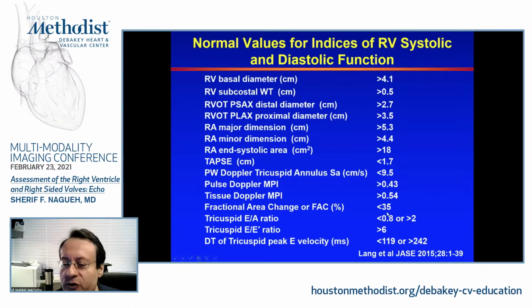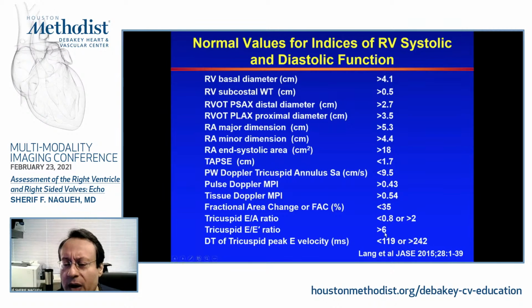Some quick comments about diastolic function of the RV. You can look at the E to A ratio. A value less than 0.8 or more than 2 is abnormal, but remember that the tricuspid inflow, similar to the mitral inflow, varies with age as well as with loading conditions, and so should not be used in isolation without other indices.